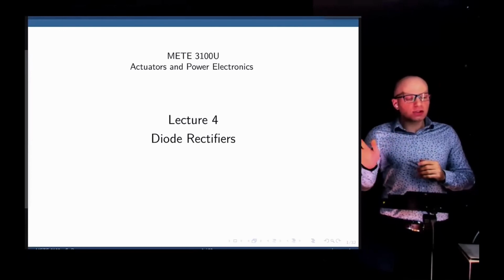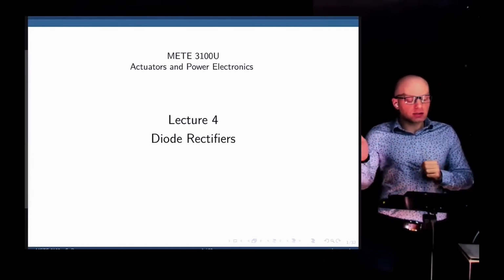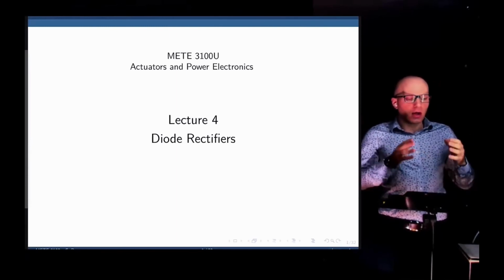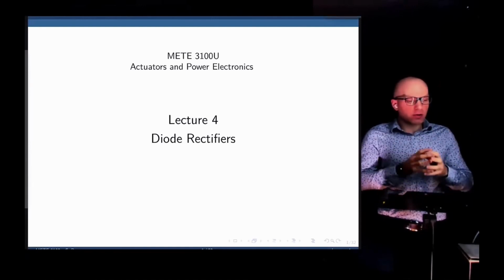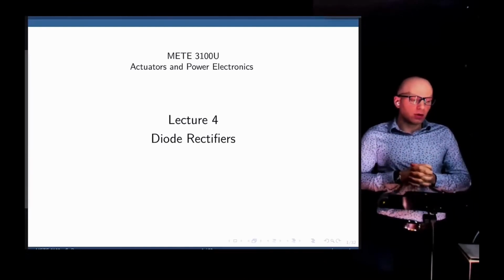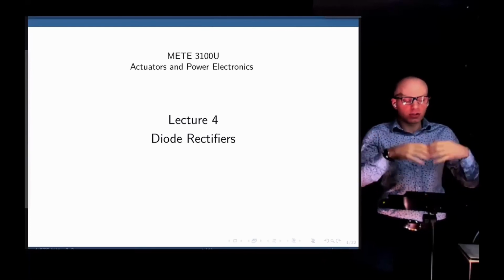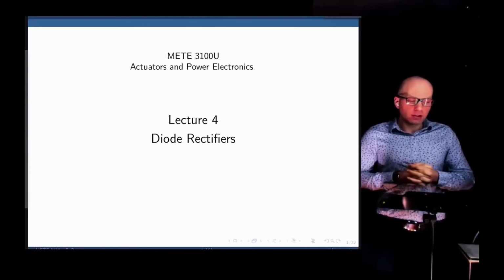In the last lecture, we looked at transformers. In a transformer, we are converting an AC signal into another AC signal with a different magnitude in the same shape. The idea here is to use a specific combination of diodes to convert an AC signal into a DC signal, or something that resembles a DC signal as best as we can do. And this is what we call a rectifier.